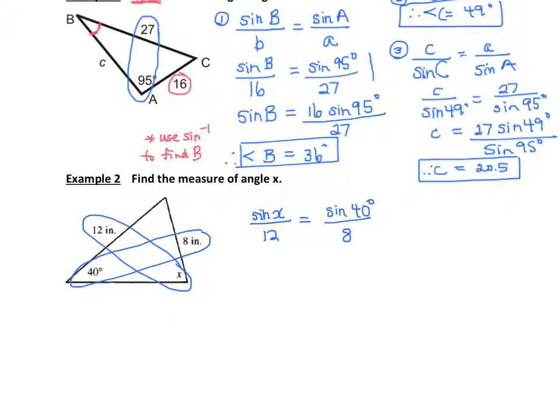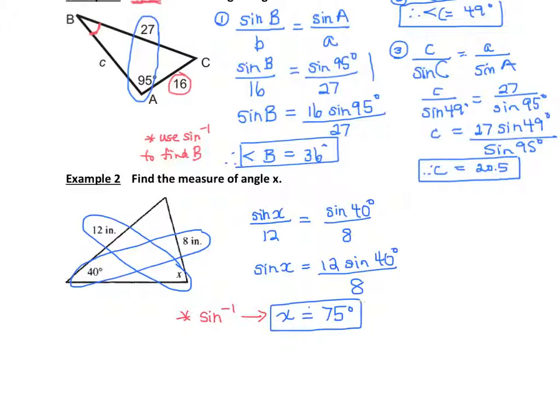Okay, to get sine x by itself, we'll multiply by 12 on both sides of the equation. And then again, to find angle x, you will use the second function button on your calculator, the sine inverse function, to arrive at your angle measure. And we'll round to the nearest degree, so it's approximately 75 degrees.